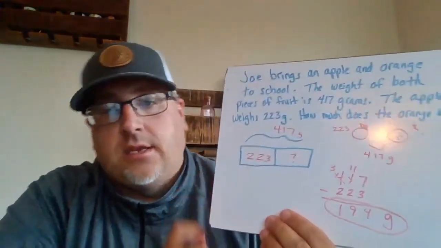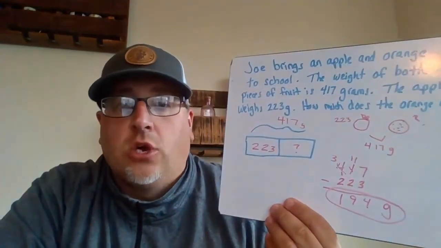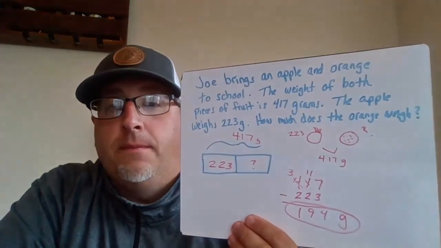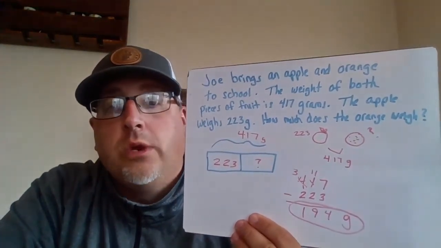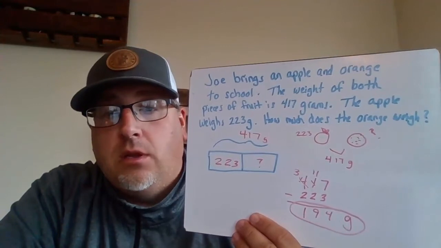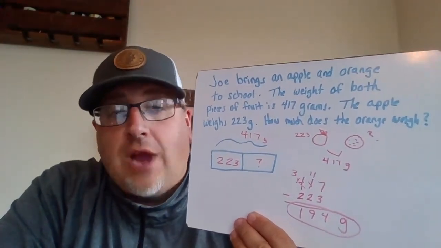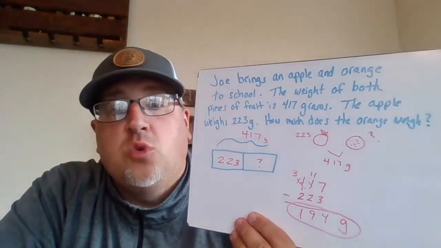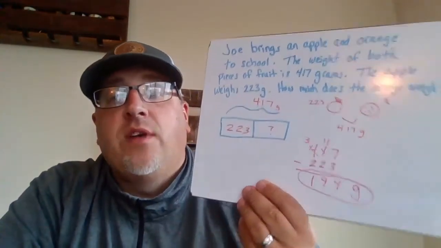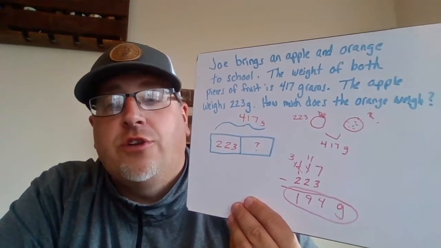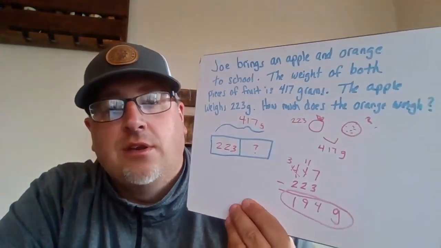Okay? Basically, that's just what we did. We took what was given to us in that problem, and we did the math to figure it out. We took what was given, which was the total, 417. We subtracted by what the apple weighed, which was 223 grams, and we figured out that the orange weighed 194 grams. Okay? Slide over to that exit ticket.